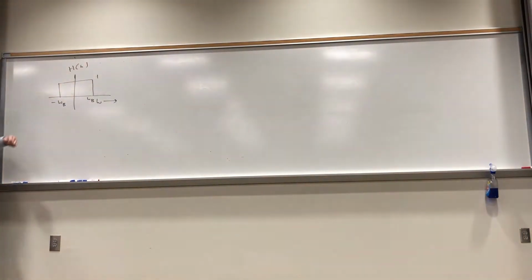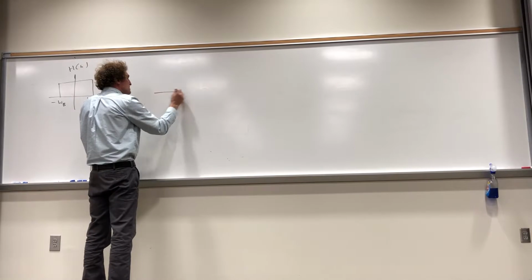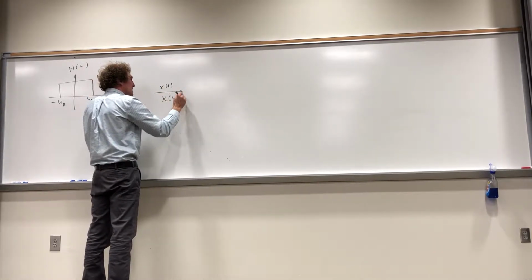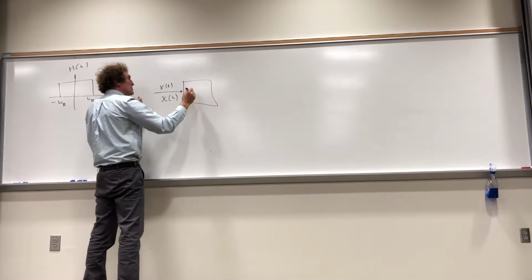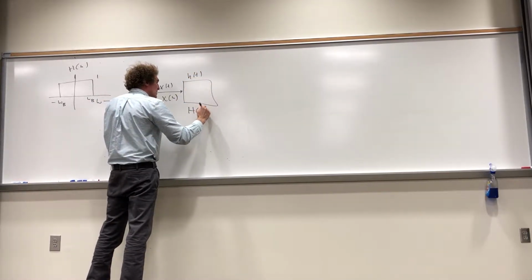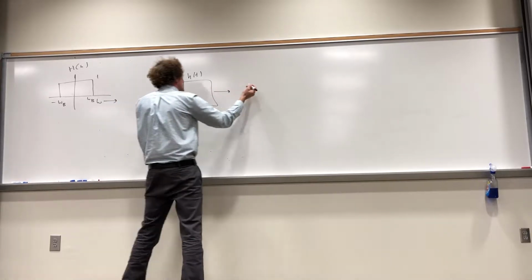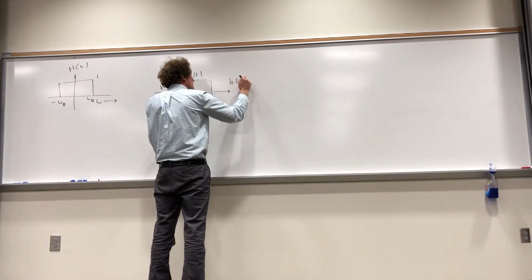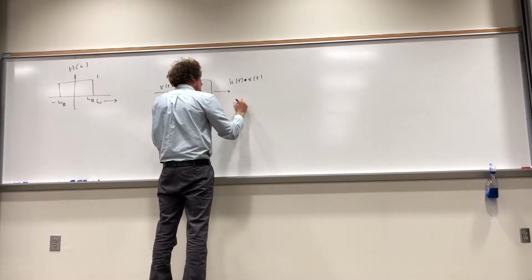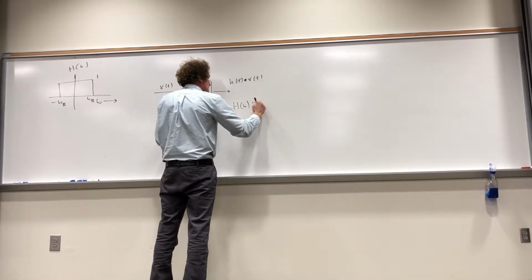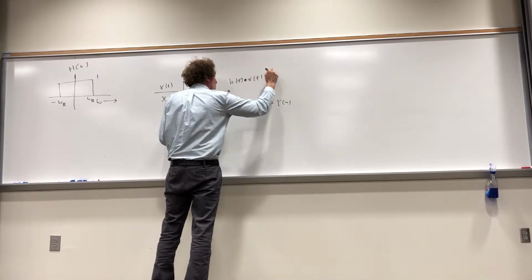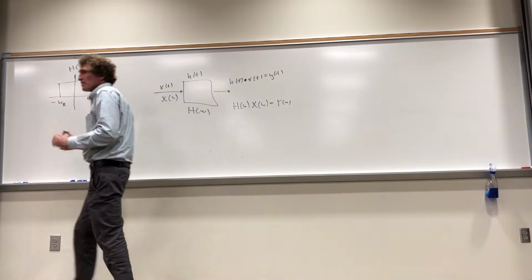All right, because this just represents some x of t going in, or x of omega here. If you have a filter with some h of t here, some h of omega, then your output here is h of t convolved with x of t, or it's simply h of omega times x of omega, and that would be the y of omega here, or my y of t. You follow me on this, class?